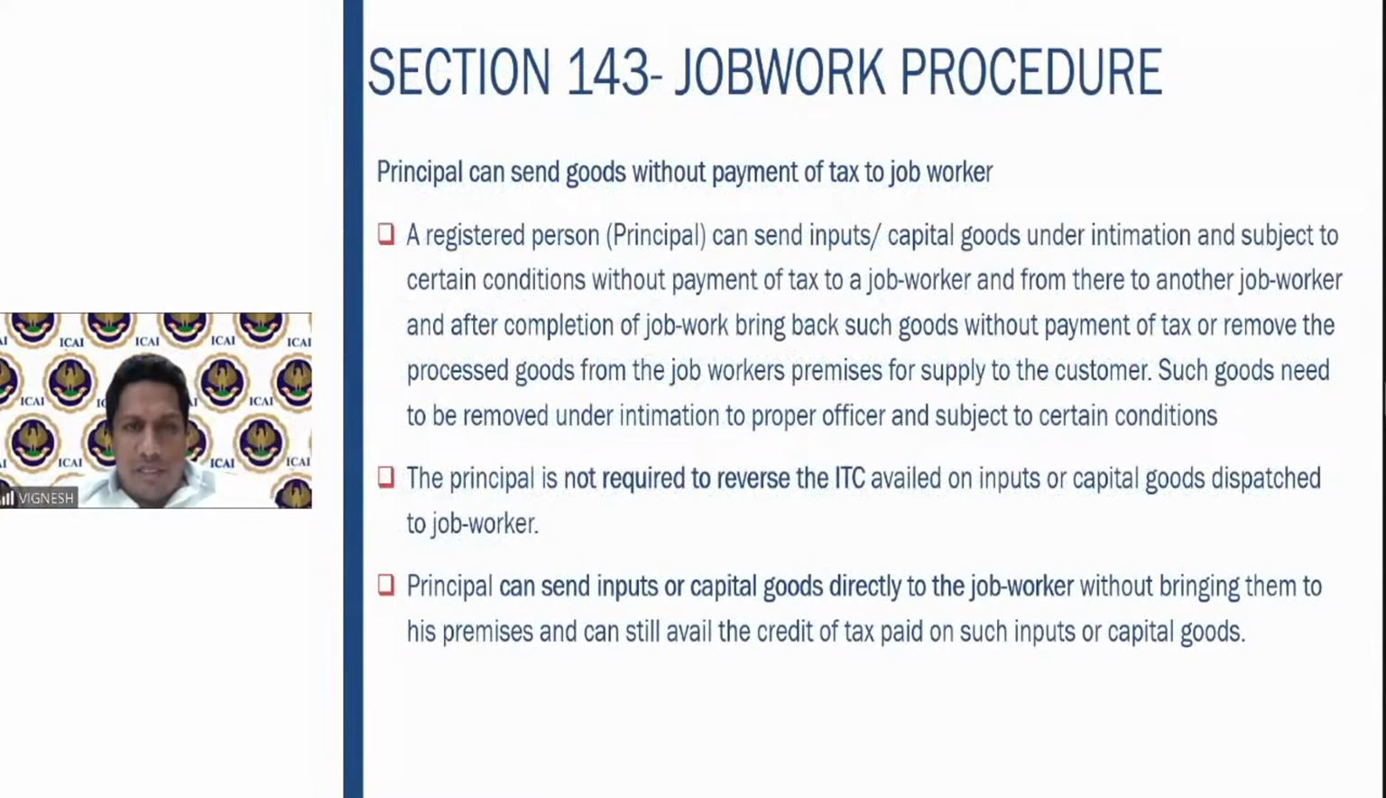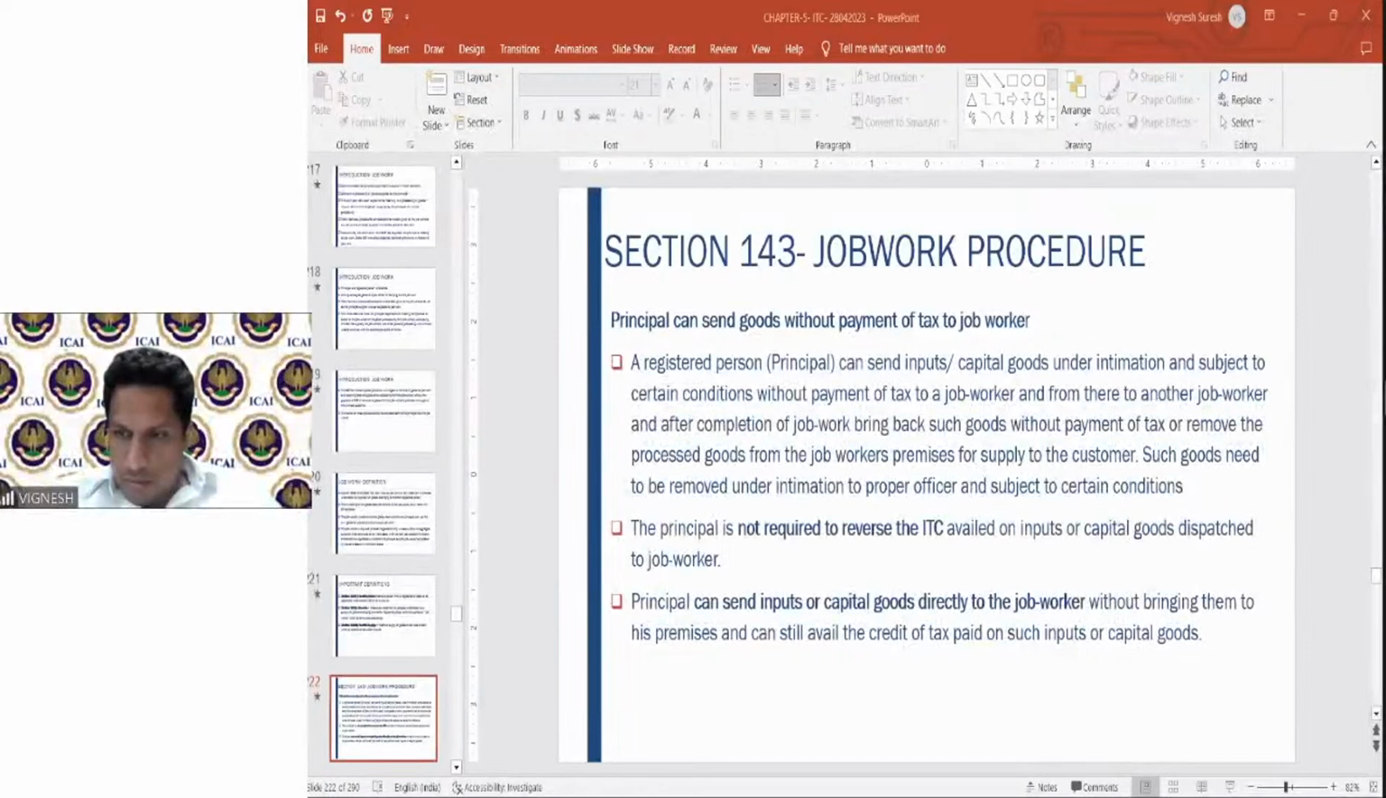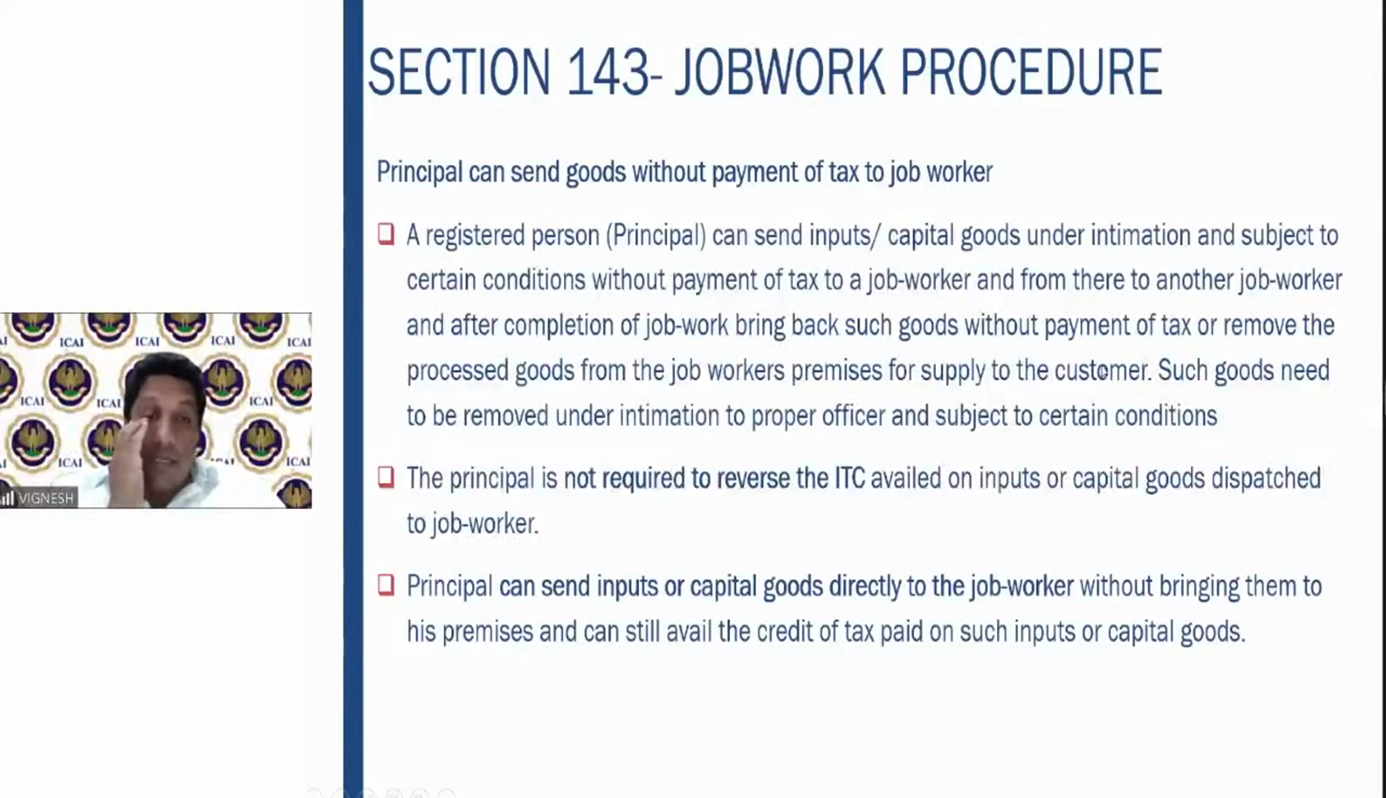So this particular section 143 defines the job work procedure. What is the job work procedure? It says that the principal can send the goods without payment of tax to the job worker. So a registered person, in this case the principal, can send the input or capital goods under intimation, subject to certain conditions, without payment of tax to the job worker, and from there to another job worker also.